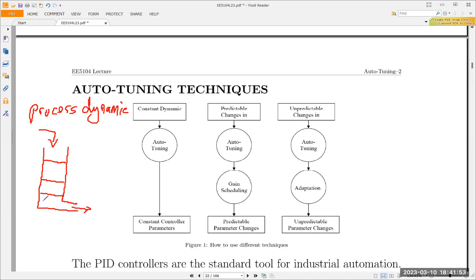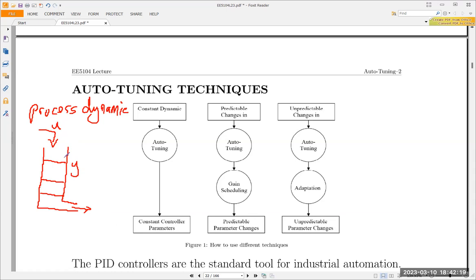So the transfer function, if this is the input, we normally call this U. If this is the output Y, the transfer function between U and Y doesn't change. Then you have a constant plant. If you have a constant plant, do you use an adaptive control technique? Yes or no?